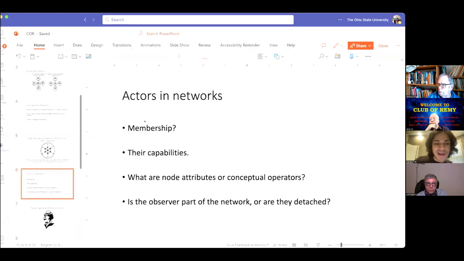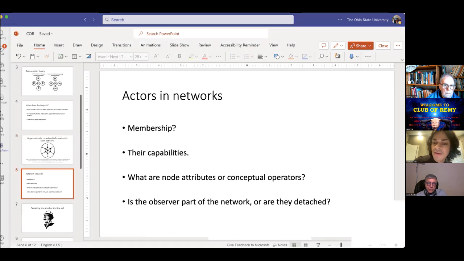So what defines an actor in a network? This slide mirrors what Lucio had, right? Bernard lays out 4 criteria that look at membership, right? Their capabilities, what they bring to the network. What are the node attributes that you're studying? Are you studying reflection, right? Are you studying the number of ties between people?